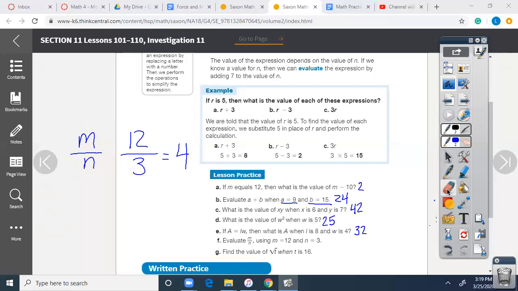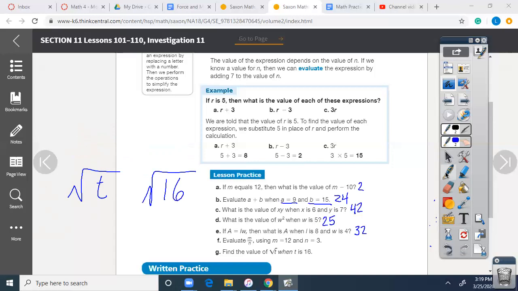This one you might see on your homework, possibly. I maybe put that as one of your homework problems. All right, find the value of the square root of t when t is 16. So square root of t, square root of 16. That means what times what equals 16, and that what is the same number. So that answer would be 4.